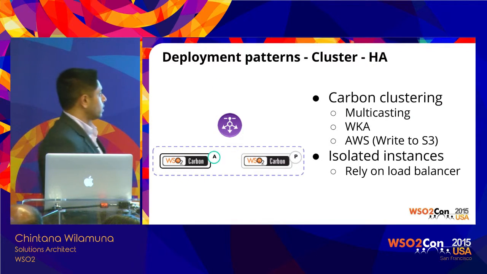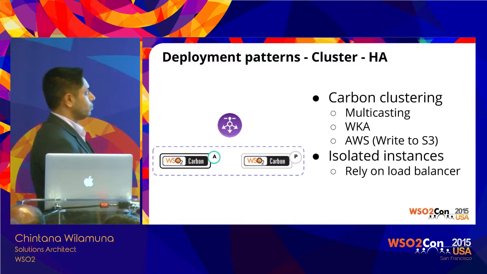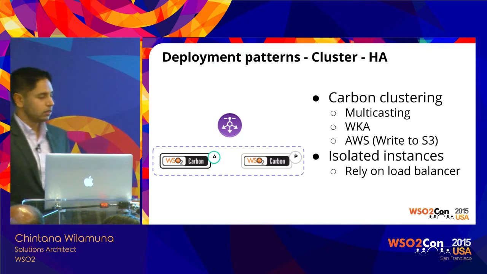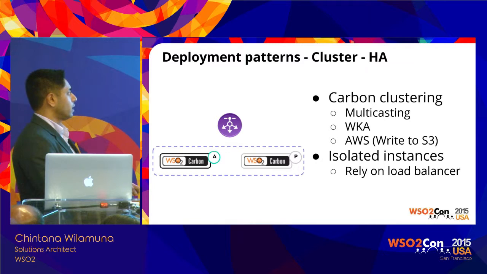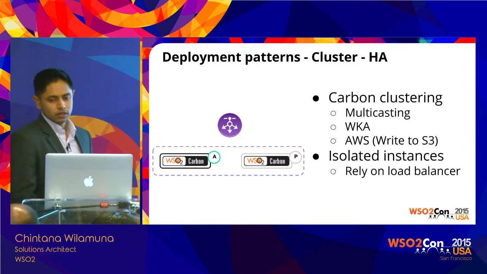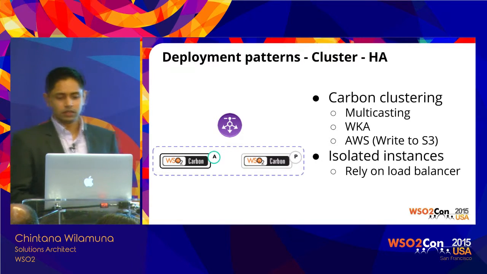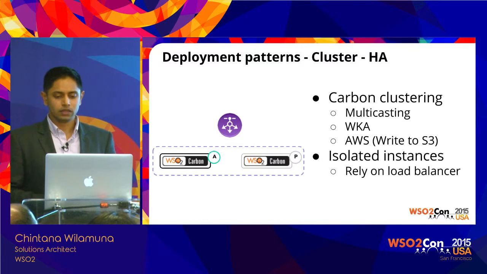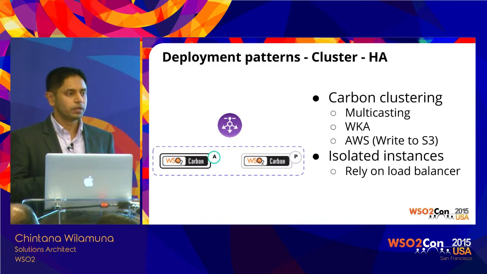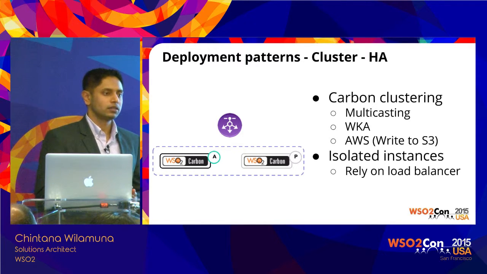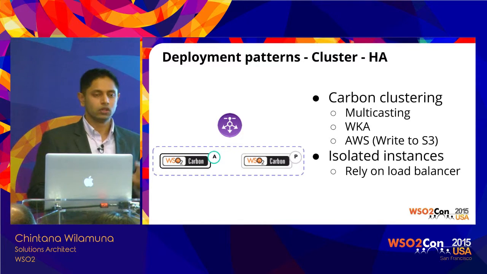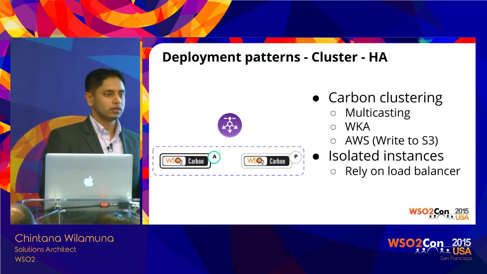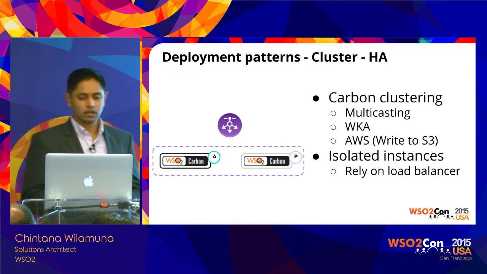So clustering, here clustering for high availability. We have a load balancer and we have an active and a passive node. In order to do this, we support carbon clustering. You can configure the carbon instance support. We ship Hazelcast as a clustering and a caching library. So when you enable the clustering configuration, we are doing clustering based on this Hazelcast framework.